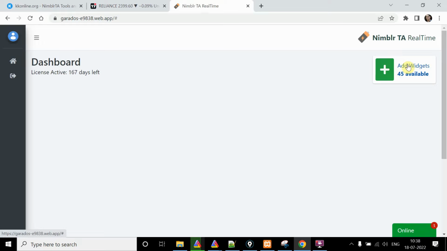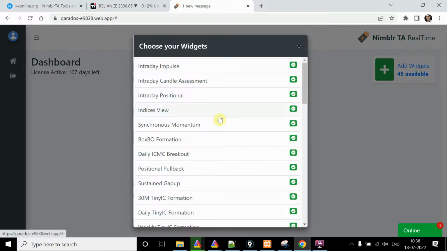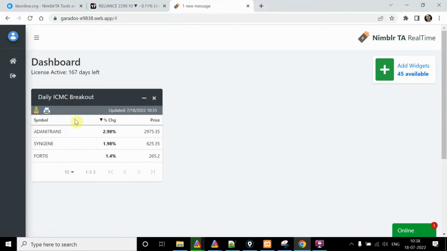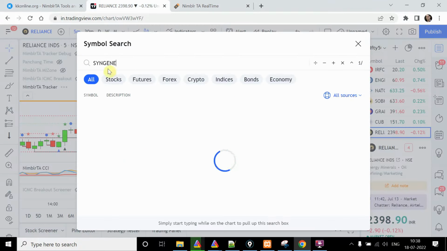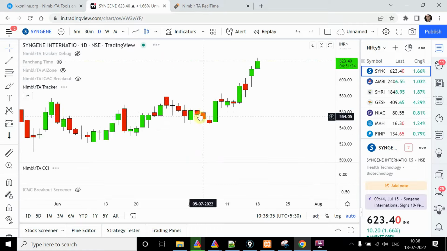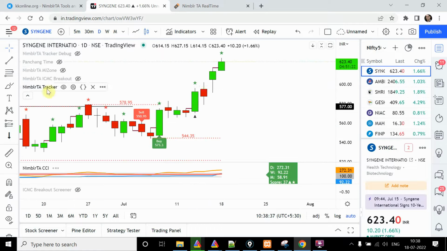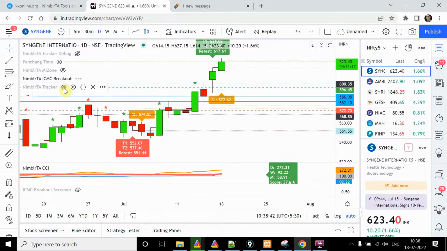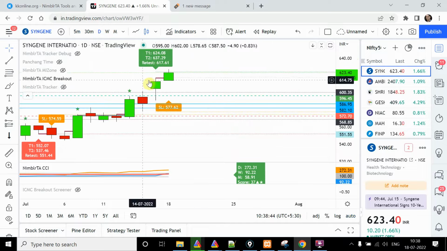I would like to see where the ICMC breakout is happening on a daily basis. So I would click over here after I log in. I will find ICMC daily breakout, and I will see that Syngene has given an ICMC breakout. I will check this over here. This is something which is happening live and right now. So if you see over here, I have the NimblrTA tracker available, and the ICMC breakout indicator can also be enabled. So you could see on the daily time frame, ICMC breakout has been happening right now.